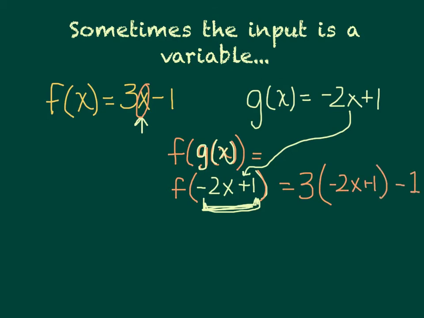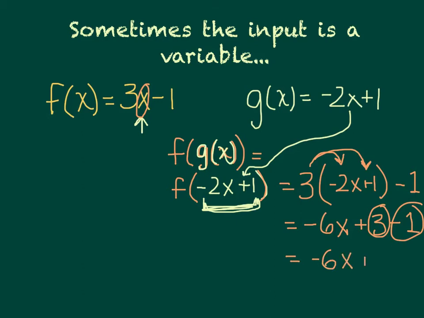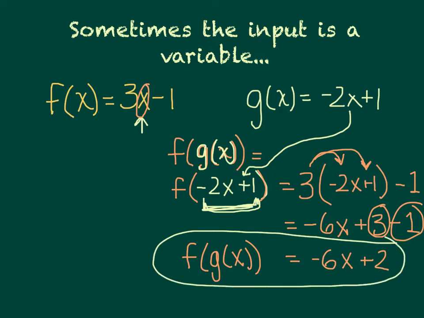Now I need to distribute and simplify, so this 3 distributes to both parts inside the parentheses. So I have negative 6x plus 3 minus 1. Combine like terms, my 3 and my negative 1. So it equals negative 6x plus 2. So f of g of x equals negative 6x plus 2. And that again is my final answer because I'm not looking for a number. I just want to rewrite it as a new function. So negative 6x plus 2.